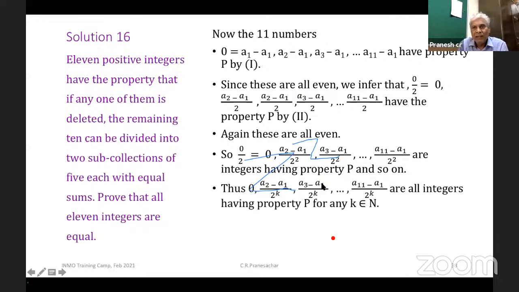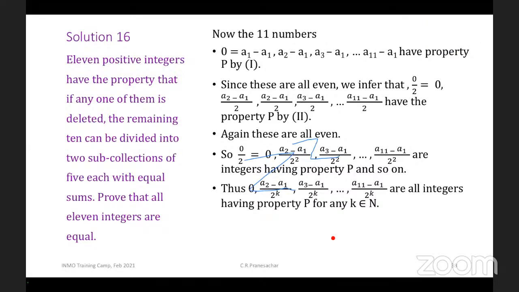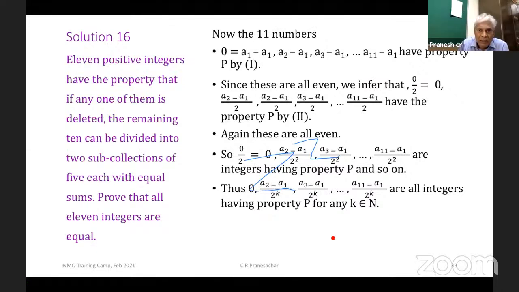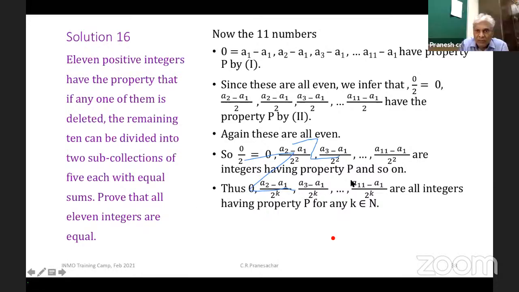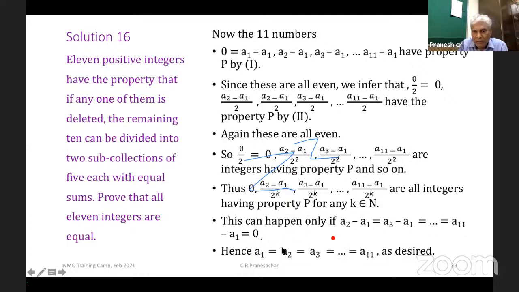So I can divide by any power of 2 and still have integers. For example, a2 minus a1 is divisible by 2 to the power k for any integer k. So what does it mean? It should be 0, because as soon as it's a non-zero number, you can't go on dividing by powers of 2. Similarly, this should be 0. So all these numbers should be 0. That means a2 minus a1 is 0, a3 minus a1 is 0, etc. Which means that all the numbers are equal to a1, which means a1 equals a2 equals a3 equals, etc.